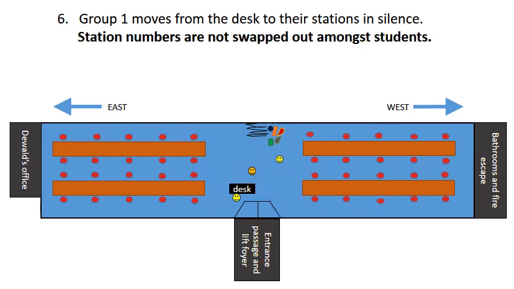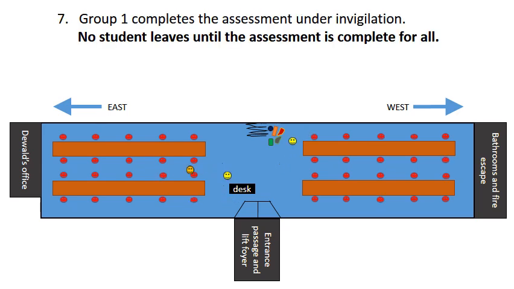Students will then go to their station numbers in silence, and they are not allowed to swap station numbers on the way to the stations. Group 1 will then complete the assessment, so they will finish writing the test or examination, and they all have to remain seated at the venue until the assessment is complete for all of them. This only applies to Group 1. Nobody is allowed to leave until we are finished.